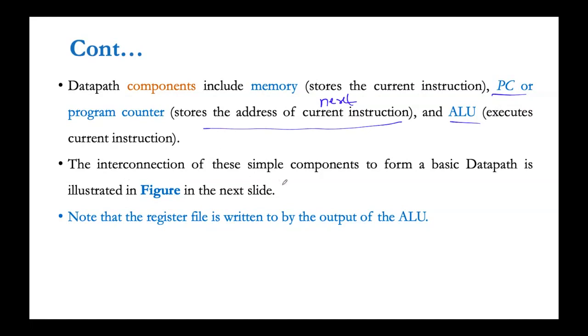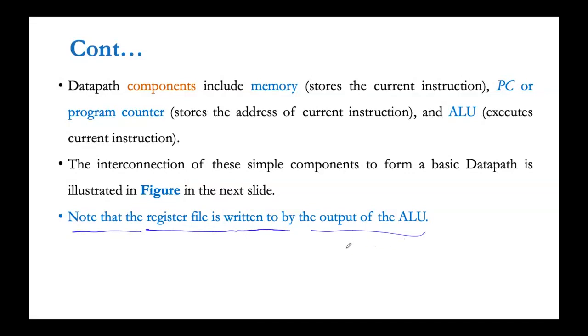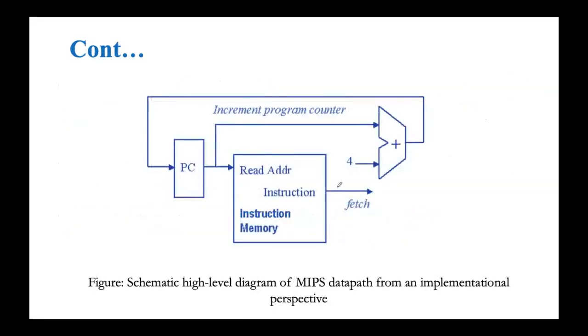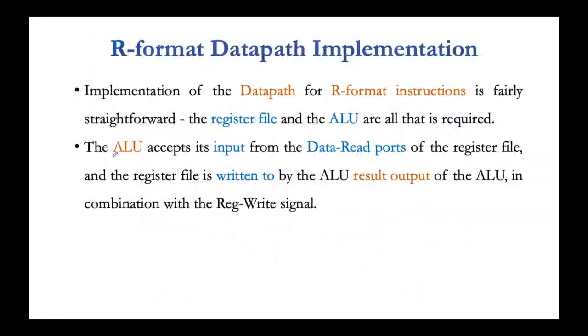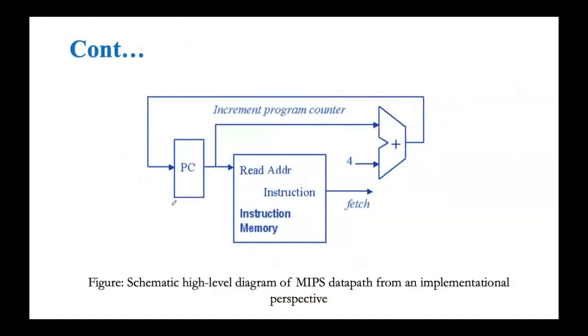The interconnection of these simple components to form a basic data path is what we have just seen, but we will see it again. A very important point here is that the register file is written to by the output of the ALU, as we just saw. Let us see the first part, the program counter. As we said, the program counter holds the instruction address, that is, your next instruction address.